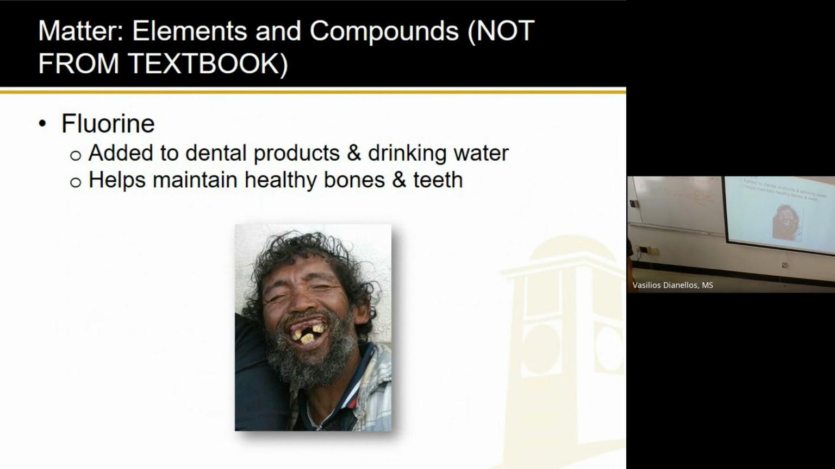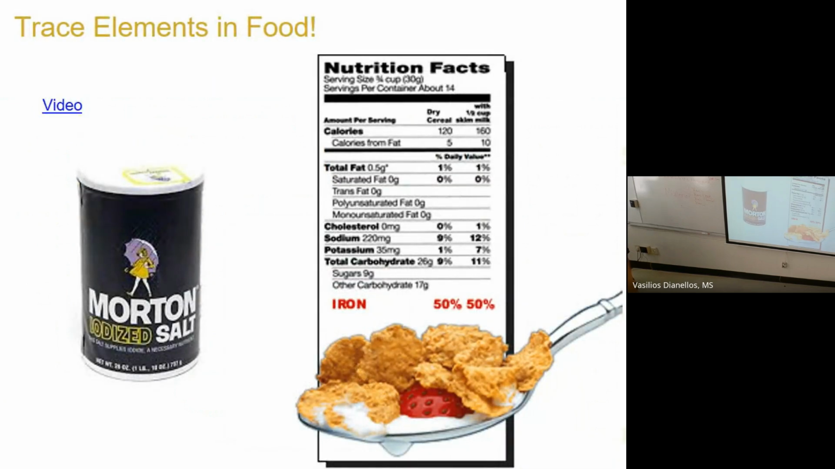Okay. Really quickly, I like this too. So speaking of food, like I said, we add iodine to salt, right? Salt doesn't have iodine in it normally. We just put it in there because we need it. Same thing here. When cereals say they're fortified, they mean it's fortified. There's iron. They put metal in your cereal because you need it.